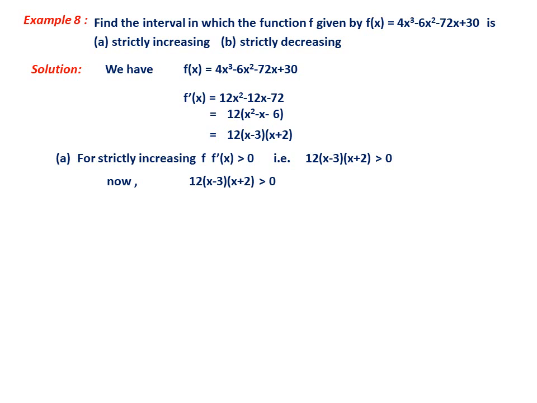Now, 12 into x minus 3 into x plus 2 positive implies x minus 3 should be positive and x plus 2 must be positive, because 12 is already positive. Therefore, both x minus 3 and x plus 2 must be positive. This is one case. This is a detailed method of solving. The second one is both should be negative. That is, 12 is already positive, so x minus 3 must be negative and x plus 2 must be negative. And these two cases we have to take separately.